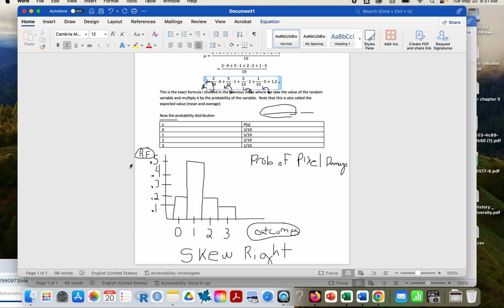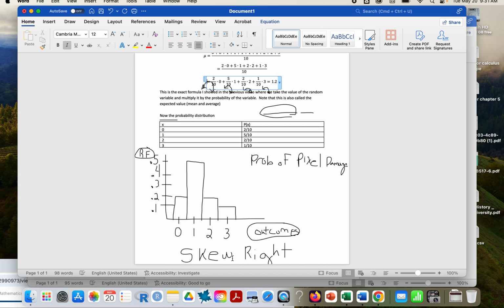Again, this is relative frequency. These are the outcomes that could occur from the random list of random variables. And then the probability of the pixel damage. You have 2 tenths, so 0.2 is 2/10. You have 5/10. 0.5 is 5/10, and so forth.